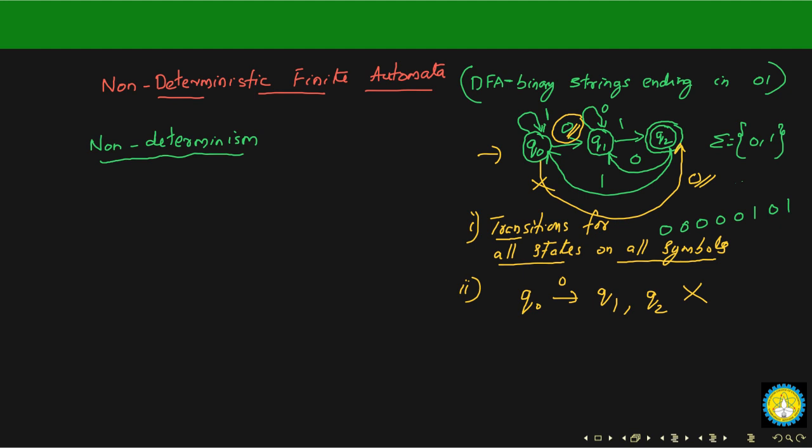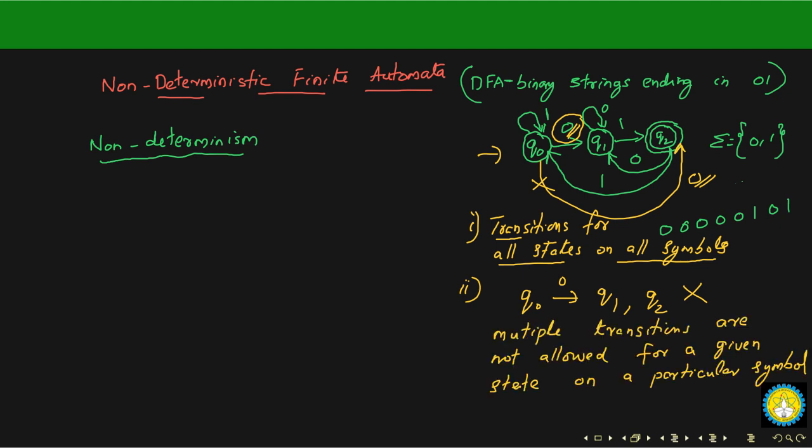So let me write it down. There cannot be multiple transitions on the same symbol from a given state. This is very important for a DFA. That is, multiple transitions are not allowed for a given state on a particular symbol. From Q0, if you see a 0, it should lead to a unique state. We should not say that upon seeing a 0 from Q0, I have the choice of going to Q1 or Q2. This is not at all allowed in a DFA, whereas things are very different for an NFA.